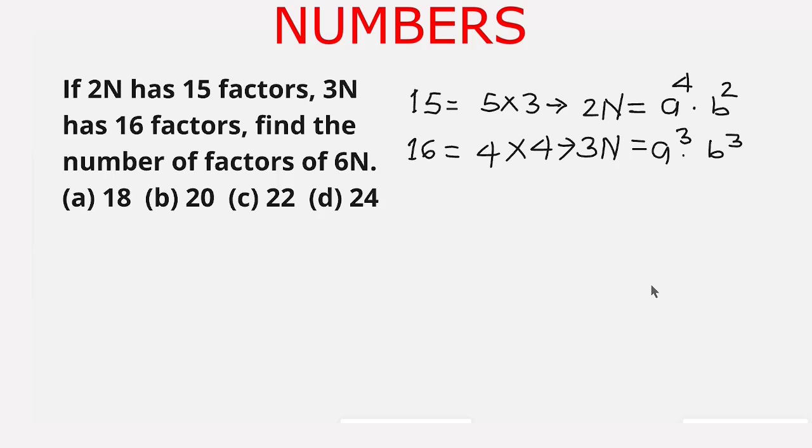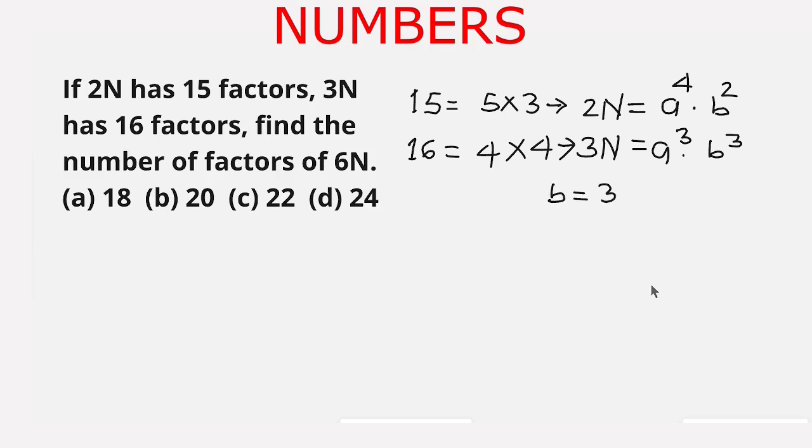Now if we observe these two, a to the power 4, b to the power 2, and a to the power 3 and b to the power 3. Earlier the power of b was 2, and then the power of b increases and it becomes b to the power 3. It means that 3 is merged in b. That's why the power has increased by 1. This gives the value of b equal to 3.